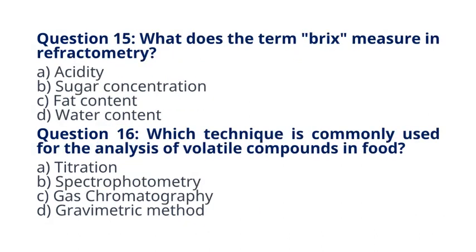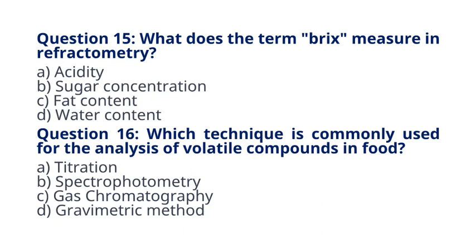Question 15. What does the term Brix measure in refractometry? A. Acidity. B. Sugar concentration. C. Fat content. D. Water content. The correct answer to question 15 is option B. Sugar concentration. Explanation: Brix is a unit of measurement used in refractometry to indicate sugar concentration.